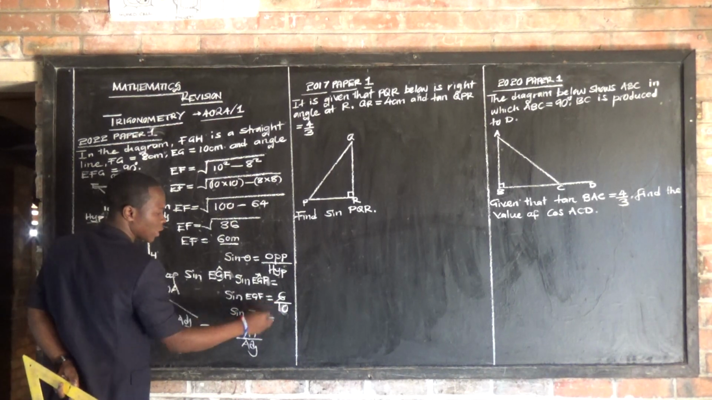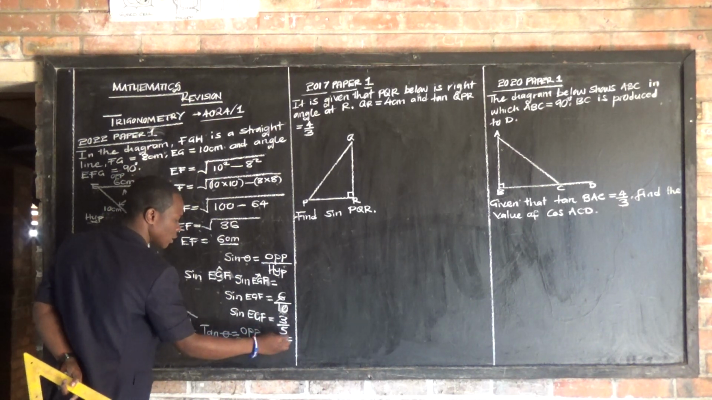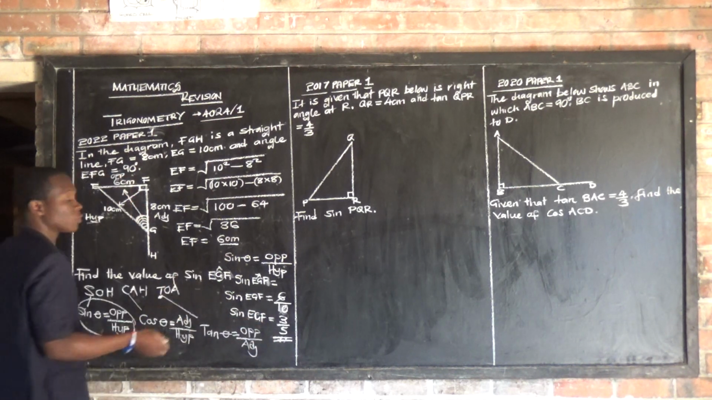You can reduce the fraction. 2 into 6 is what? You get 3. Then 2 into 10 is what? You get 5. So this is our answer. This is our sine EGF. Let us look at 2017 now.